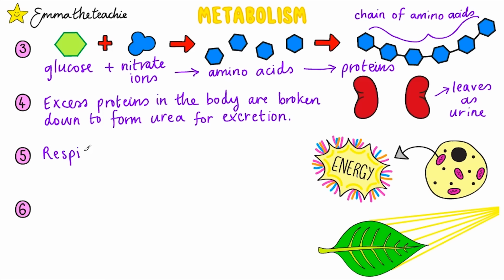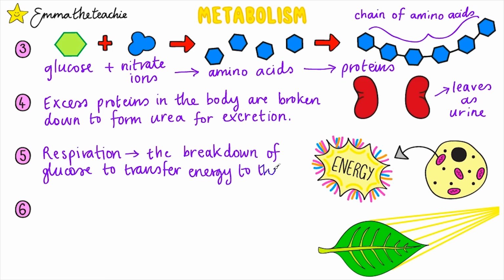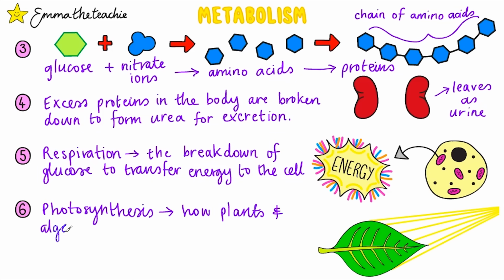Next up is respiration. This is a metabolic process in which the breakdown of glucose transfers energy to the cell. And finally, we've got photosynthesis. This is also a metabolic process, and it occurs in plants and algae to produce food using light. There are hundreds of thousands of metabolic processes, but these are the examples you need to learn for the exams.